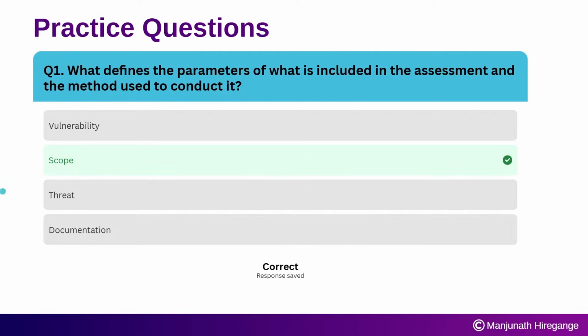Why? The scope sets the boundaries of the assessment, defining what is included and how it is conducted. So it ensures a clear focus and structured evaluation. Why not the others? Vulnerability is a weakness found within the assessment, not what defines its boundaries. And threat is a potential risk but does not set assessment parameters, right? And documentation, obviously it supports the process but does not define it. So the phrase "parameters of what is included" is the key hint in this particular question.